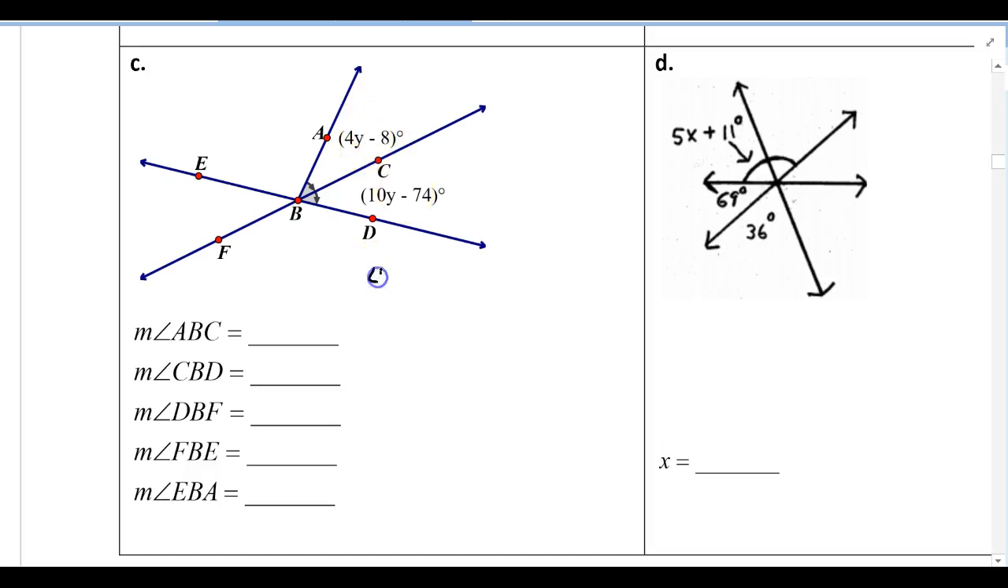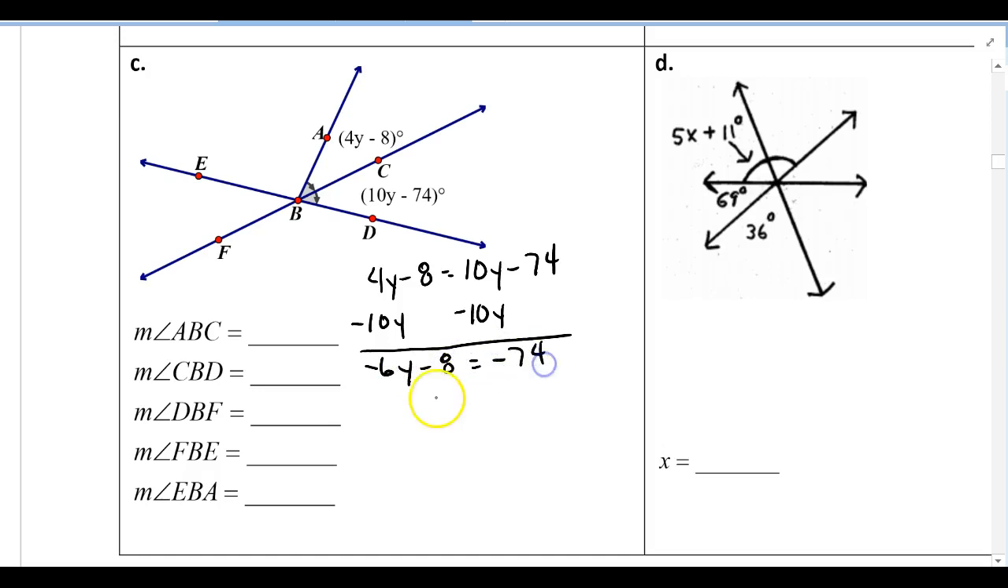So I'm going to set those equal. So I have 4y minus 8 is equal to 10y minus 74. And then I'm going to subtract 10y from both sides. And I get negative 6y minus 8 equals negative 74. Add 8. And I get negative 6y equals negative 66. Divide by negative 6. And I get that y is 11.